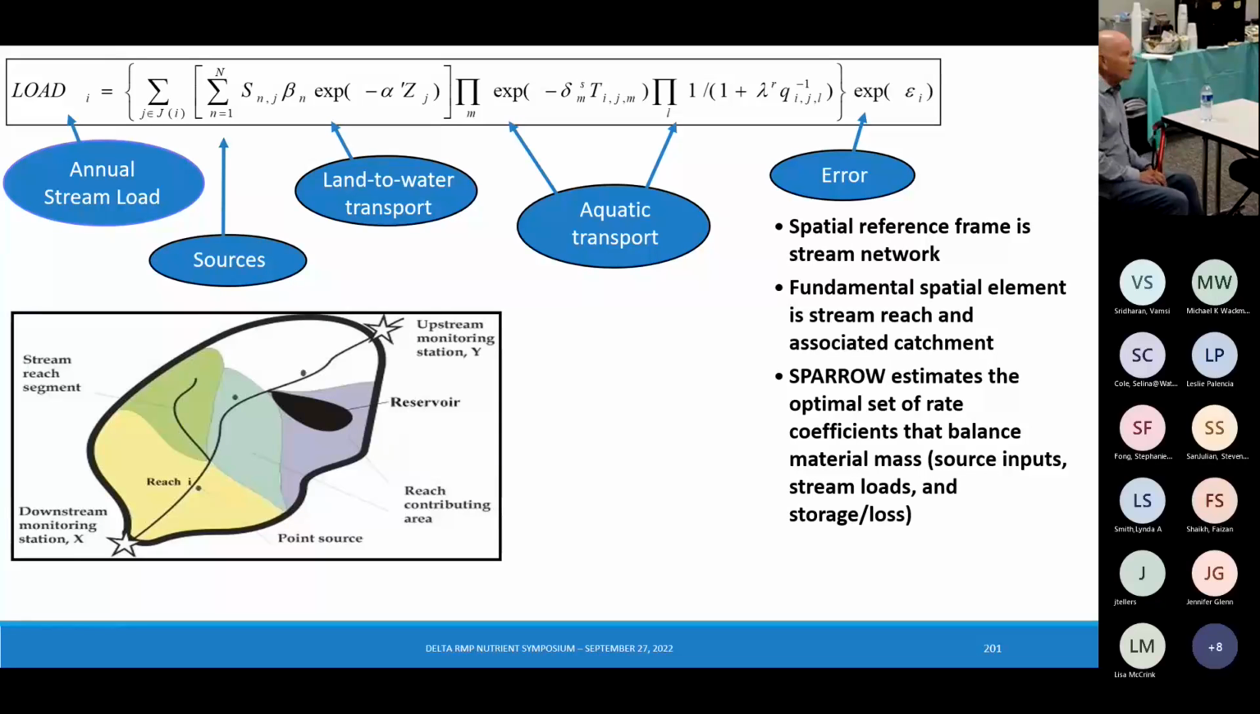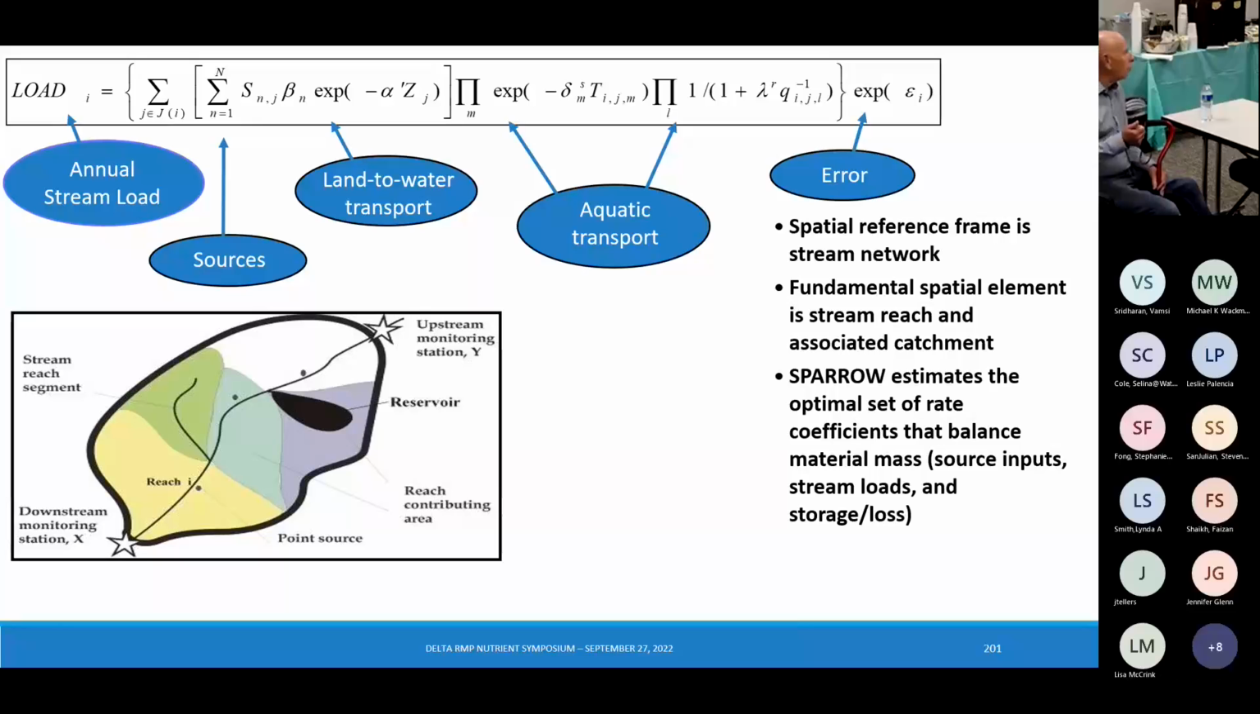We'll go through each term in detail. So what we're trying to do in SPARROW is to measure the annual stream loads. That's kind of the key here. It's one of the limitations of the model.